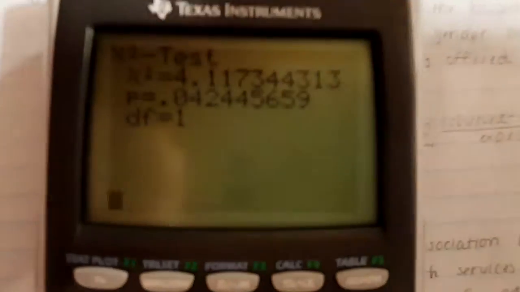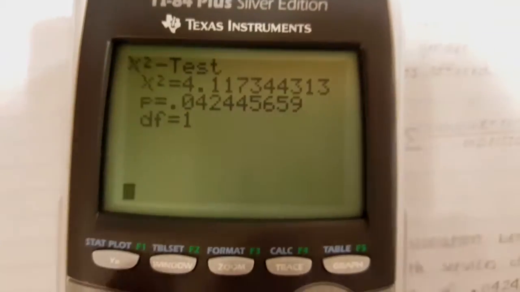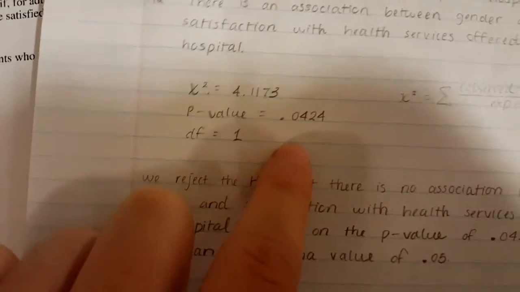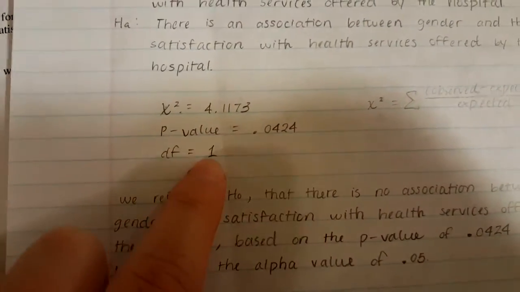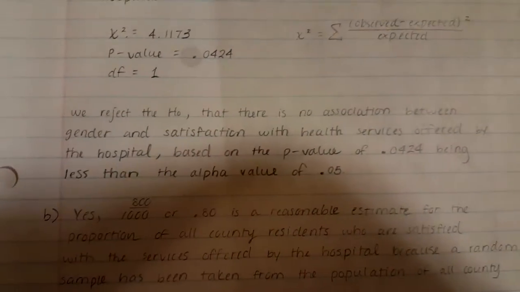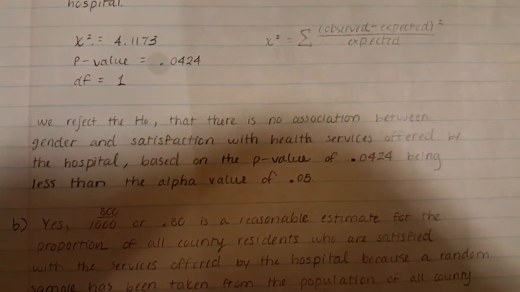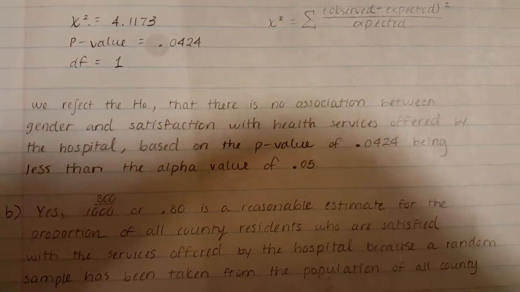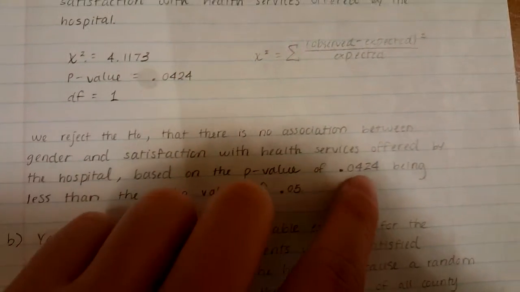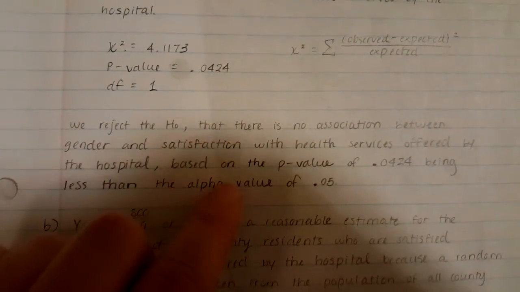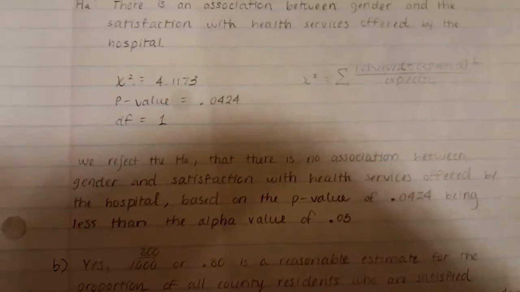It's magical. So then you get the chi-squared value of 4.1173, the p-value of 0.0424, and the degree of freedom of 1. You could do this, but I prefer not to. Anyways, we reject the H0 that there is no association between gender and satisfaction with health services offered by the hospital based on the p-value of 0.0424 being less than the alpha value of 0.05.